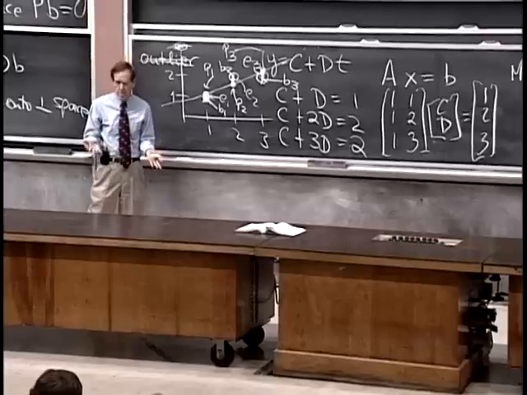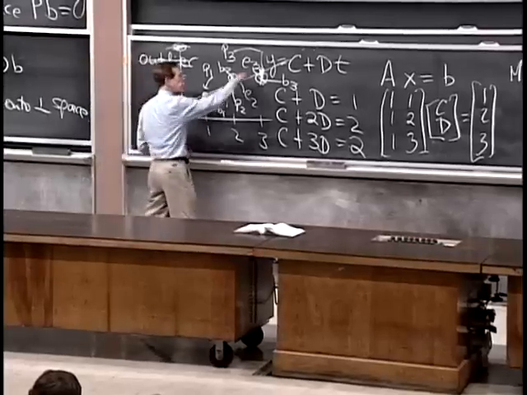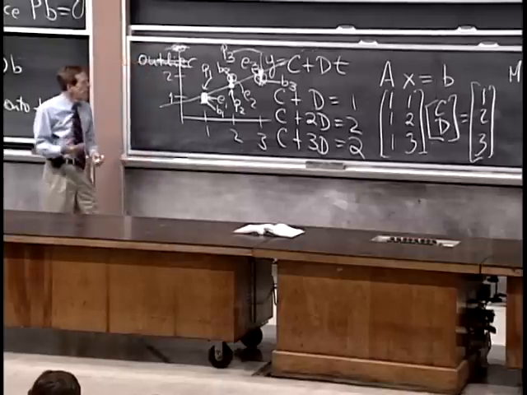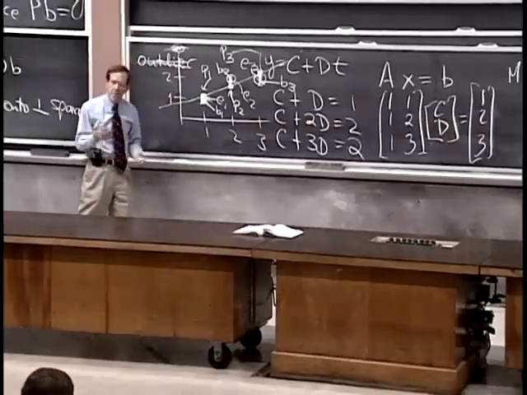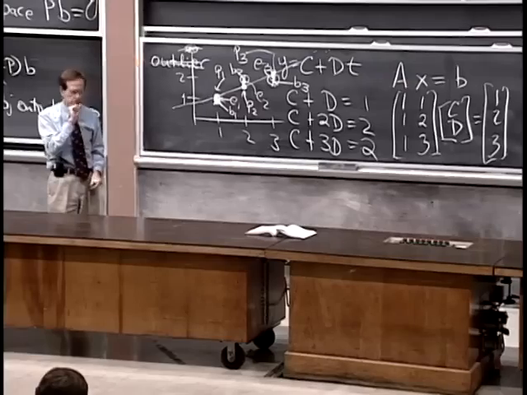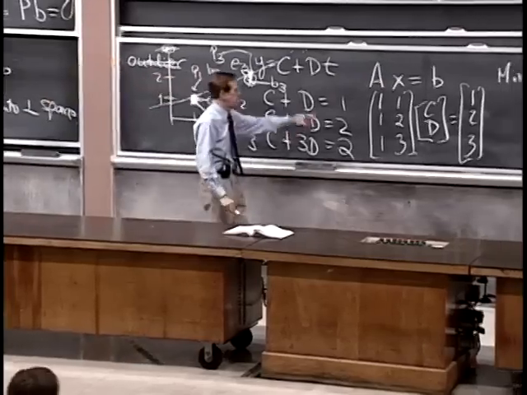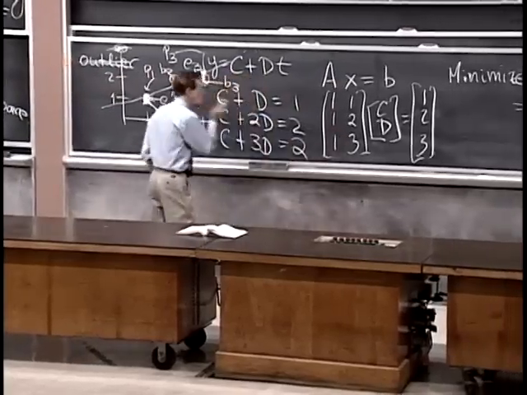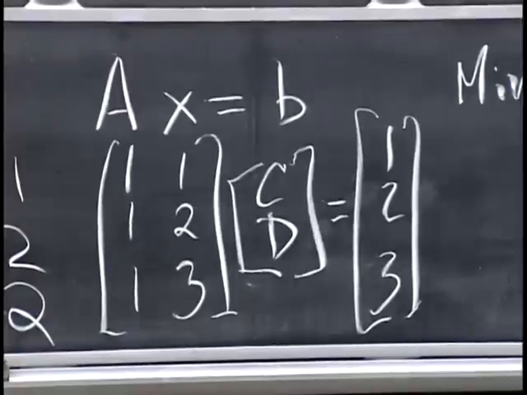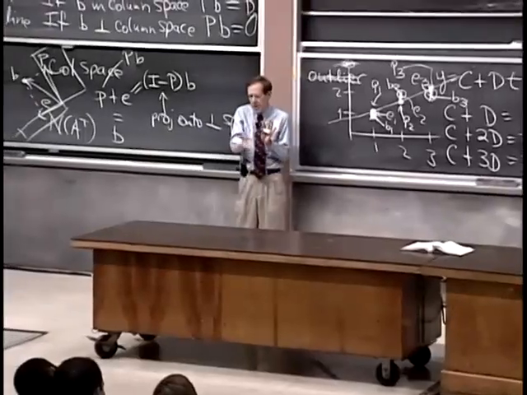I could solve them. A line goes through the P's. So the P1, P2, P3 vector, that's in the column space. That is a combination of these columns. It's the closest combination. It's this picture.